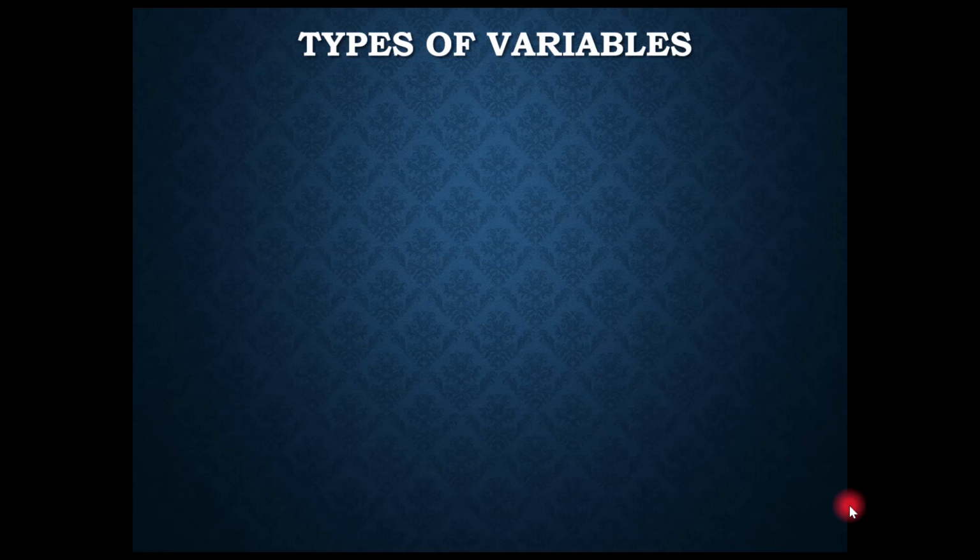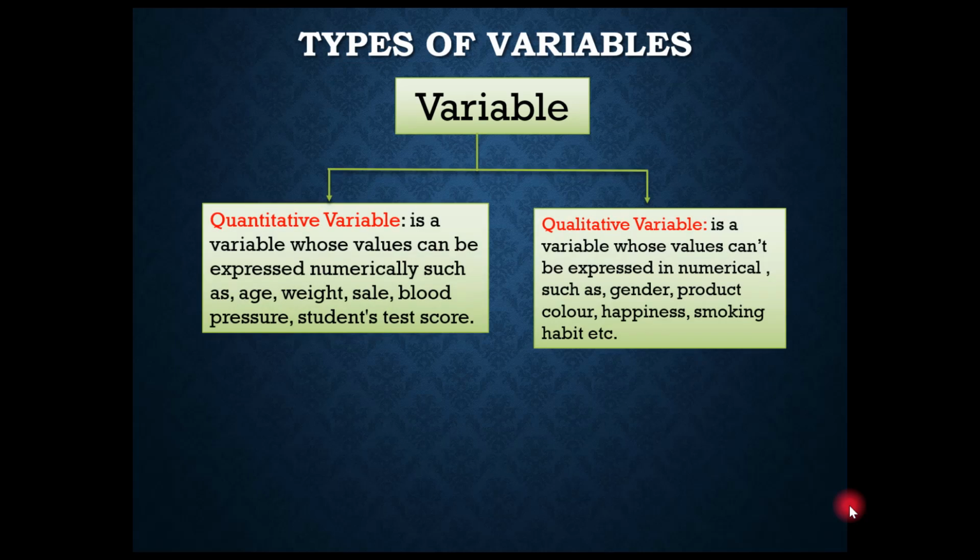Now that we have discussed the variable, see the types of variables and their classification. Mainly the variable is divided into two types: the quantitative variable. A quantitative variable is a variable whose values can be expressed numerically, such as age, weight, sale, blood pressure, student test score. On the other hand, a qualitative variable is a variable whose values can't be expressed numerically, such as gender, products, color, happiness, smoking habit, etc. We can further discuss in the next slides how we can deal with such types of variables for data analytics if the variable is qualitative. In this slide, we will just focus on understanding the types and their classification.